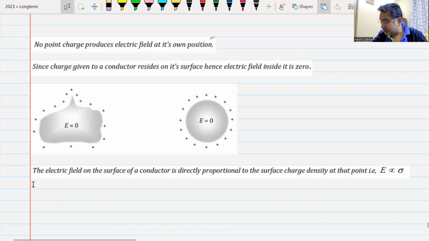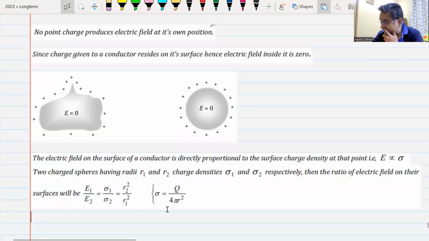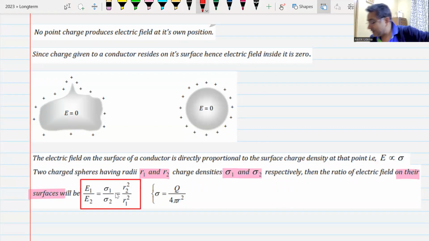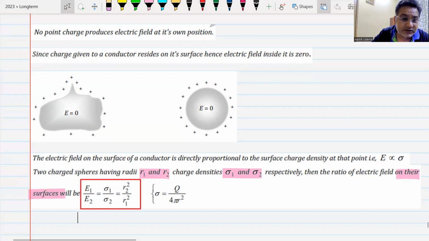Now, again, this question has come in the shifts that I have seen. Two charged spheres with radius r1 and r2 and surface charge density sigma 1 and sigma 2, then the ratio of electric field on their surface will be sigma 1 by sigma 2, and sigma 1 by sigma 2 will be inversely proportional to r if the charges are same. Do we understand what I have written here? I'll give you 2 minutes to note this down.